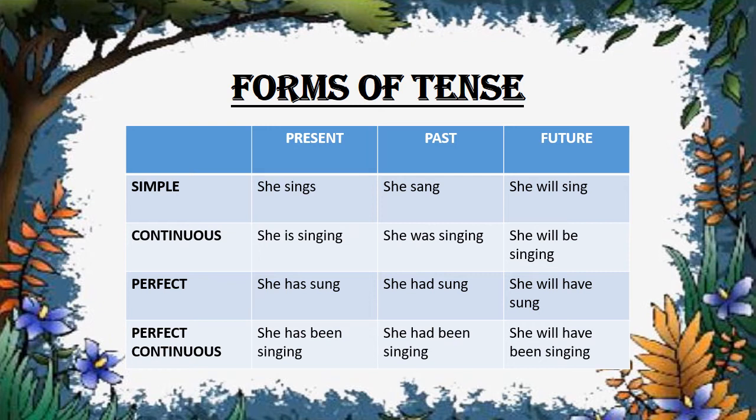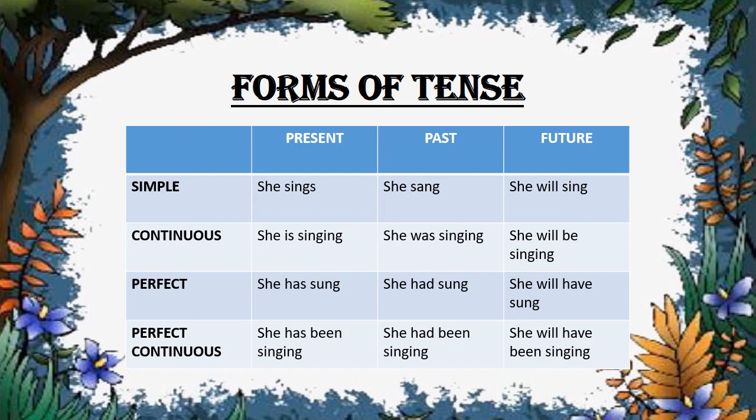For this kind of actions we are using the perfect form. She has sung. Just now she completed singing, it means. And she had sung, that means before, in the past she completed singing. Then she will have sung, in the future she will complete singing. That is the meaning of this. Okay children, look at the form, the way the sentence is organized, the structure of the sentence. Look at this: has, had, will have.